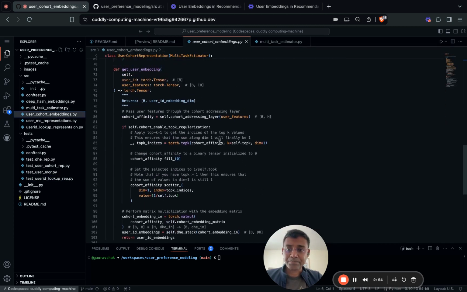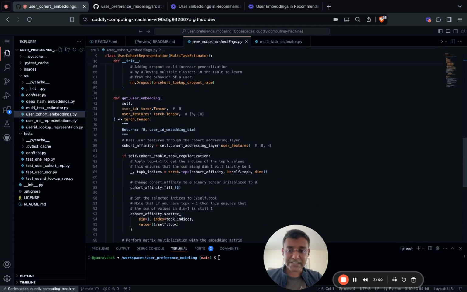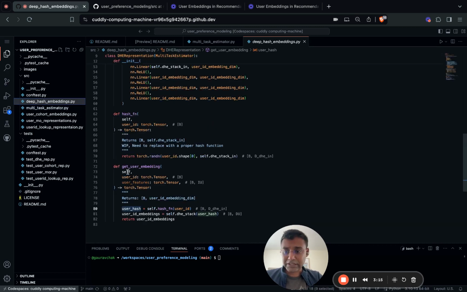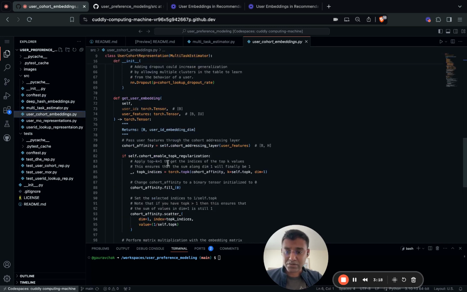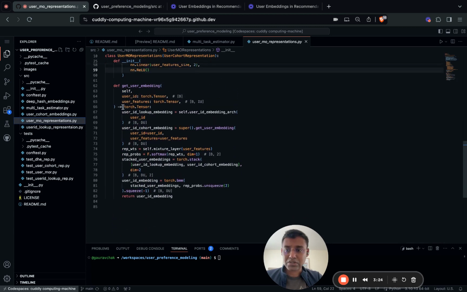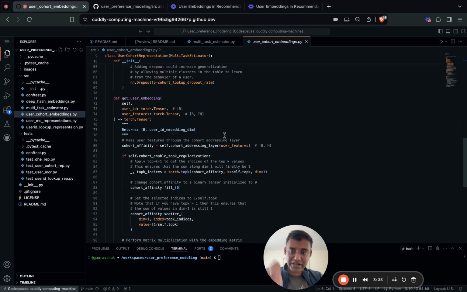User cohort embeddings. Again, apart from the init function, which has the required initializations, the only change is the get user embedding. The common pattern in all of our code is that the multitask estimator implements everything, and then the deep hash embeddings, the user cohort embeddings, and later on the mixture representations, all of those only focus on the get user embedding function, the user ID lookup as well. Okay, so now let's come back to user cohort embeddings.